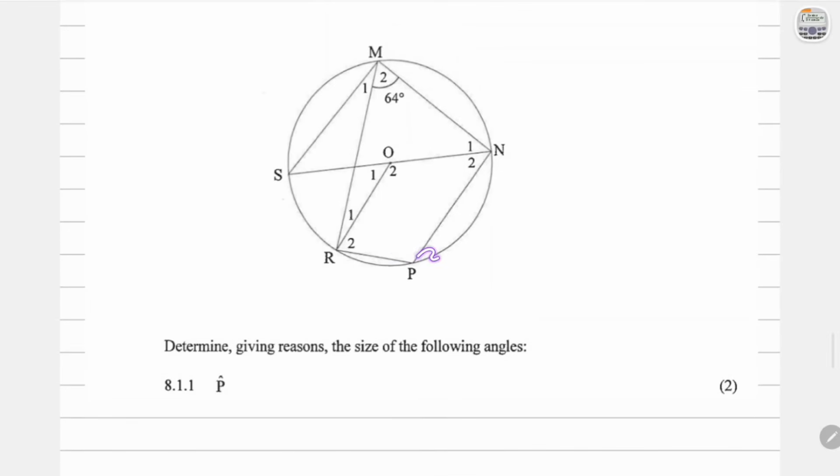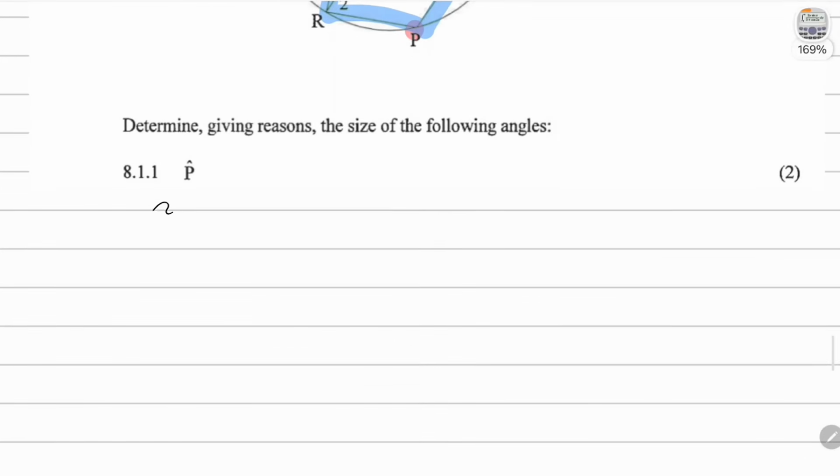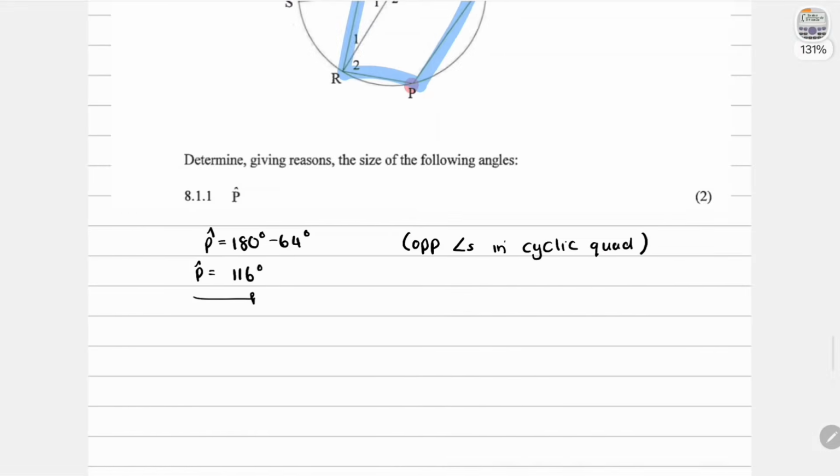And the first angle we need to find is angle P. Now notice where angle P is. Angle P is at the circumference. And we know that this shape is a cyclic quad. Now we have the angle opposite angle P. What do we know about the opposite angles in a cyclic quad? They are supplementary, meaning they add up to 180 degrees. So angle P will be found by saying 180 degrees minus 64 degrees. And of course, we will put down our reason. And this is equal to 116 degrees. And that is our answer.